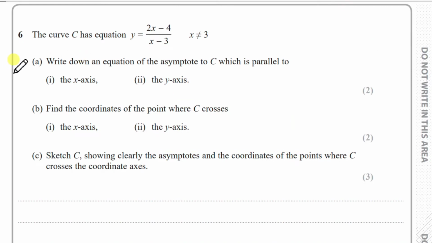Now, it says here that the curve C has equation y equals 2x minus 4 over x minus 3. Now write down an equation for the asymptote to C which is parallel to the x and y axes. Okay, cool. Before I even start this out, let's just draw a nice x-y axis graph here. So keep it nice and simple, just give it a little sketch here. Now, what you want to do, guys, is it's always helpful to try and sketch this graph.